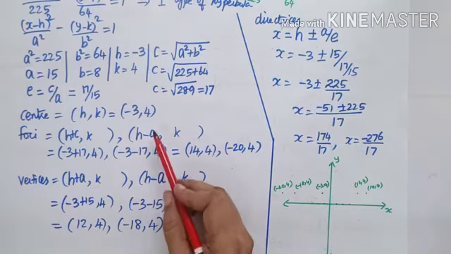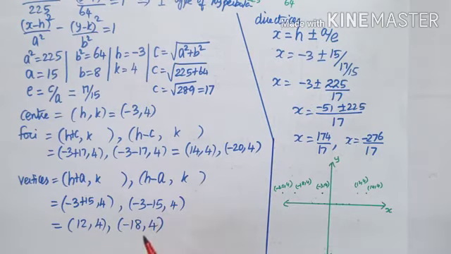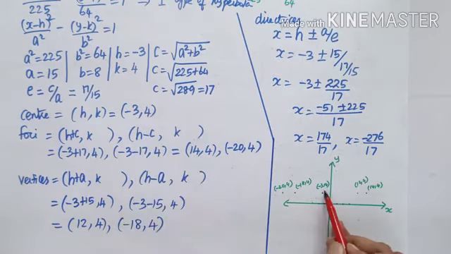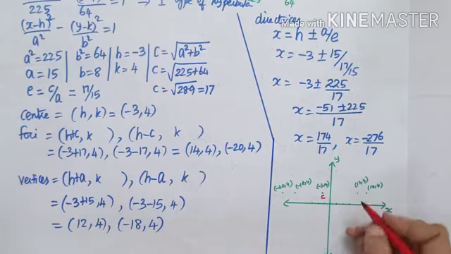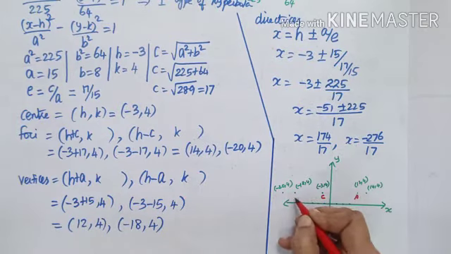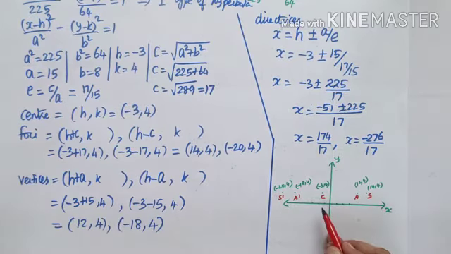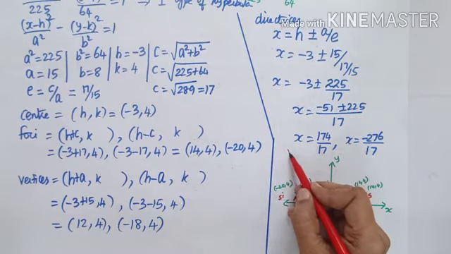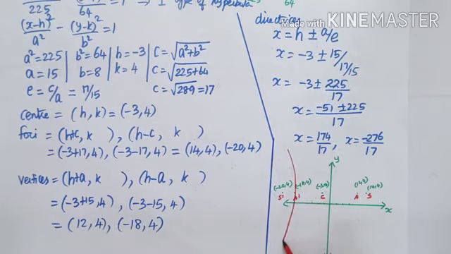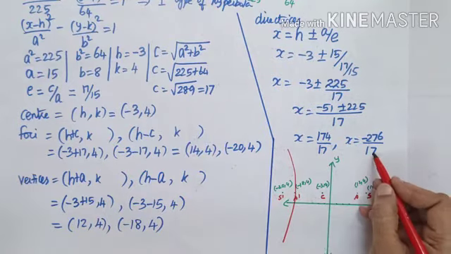Having found out the center, focus, vertices, let us try to draw the diagram. Marking center, the vertices and the focus. How to draw the diagram? It will be through the vertices towards the focus. So the diagram will come like this, through the vertices towards the focus.